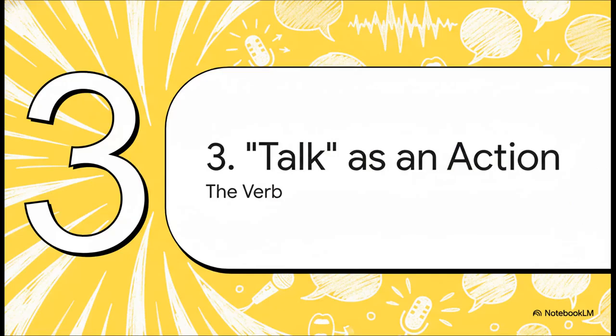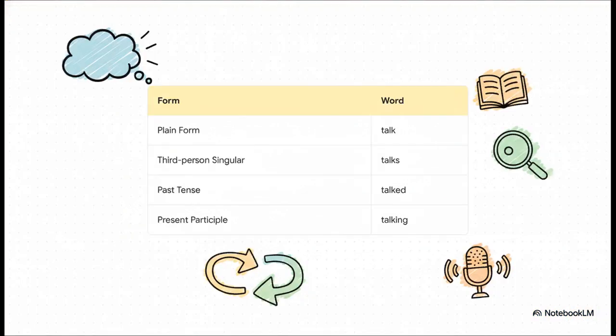Okay, so first up, let's focus on talk, the verb. This is the word in motion. This is the part that actually describes the act of speaking. You know, one of the beautiful things about these core English words is just how predictable they are. Talk is what we call a regular verb. It follows a really simple and consistent pattern. You talk, he talks, yesterday we talked, and right now I'm talking. It's that consistency that makes it super easy to learn and use without making mistakes.